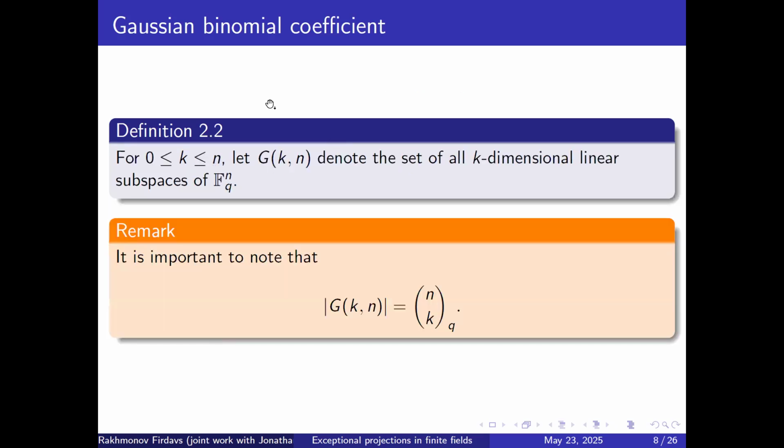I already mentioned what G(k,n) is, so let's do it formally. G(k,n) is basically the set of all k-dimensional linear subspaces of F_q^n, which is, in this case, obviously a finite set. And it turns out that there is an interesting relation between this Grassmannian and the Gaussian binomial coefficient. It turns out that the size of this Grassmannian is exactly the binomial coefficient n choose k with base q.